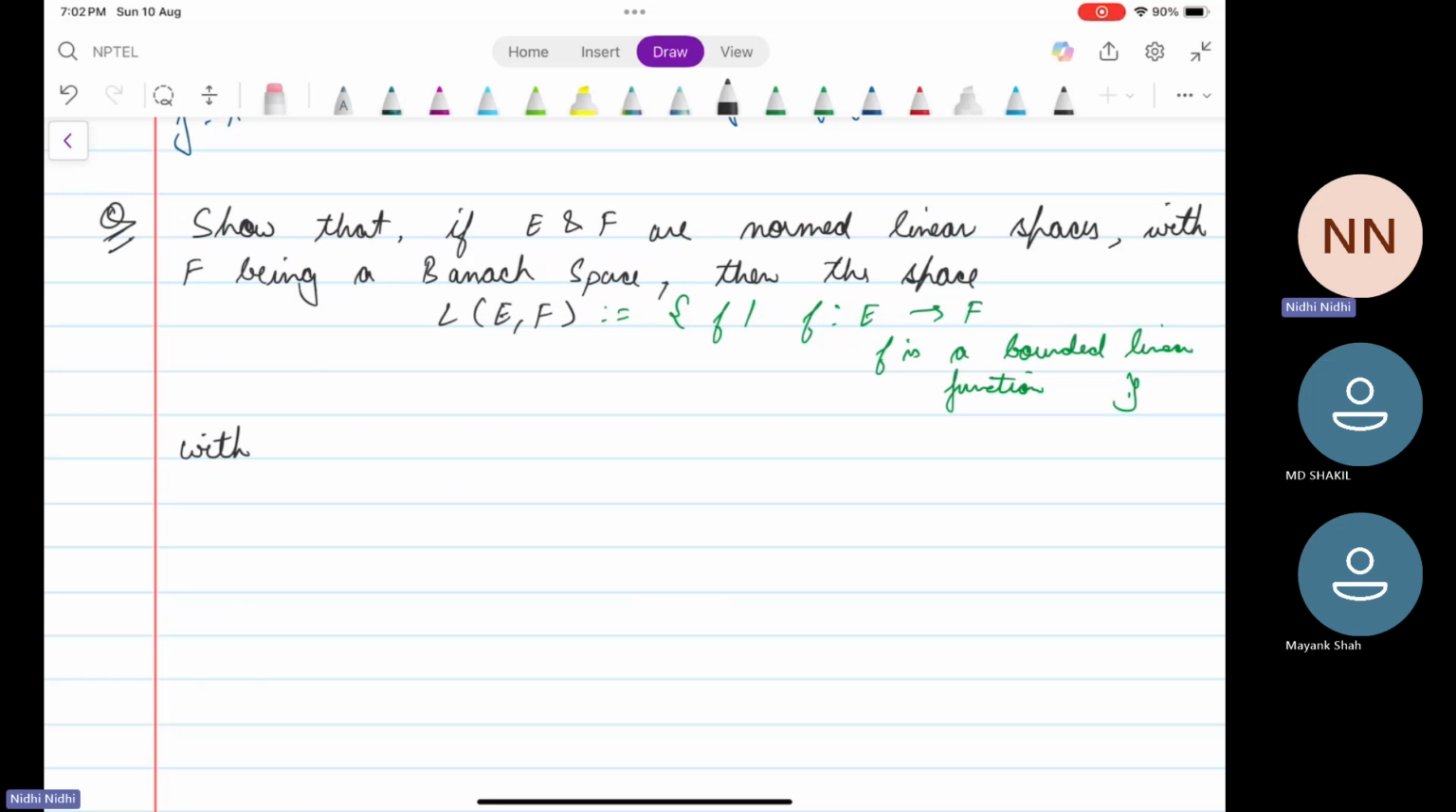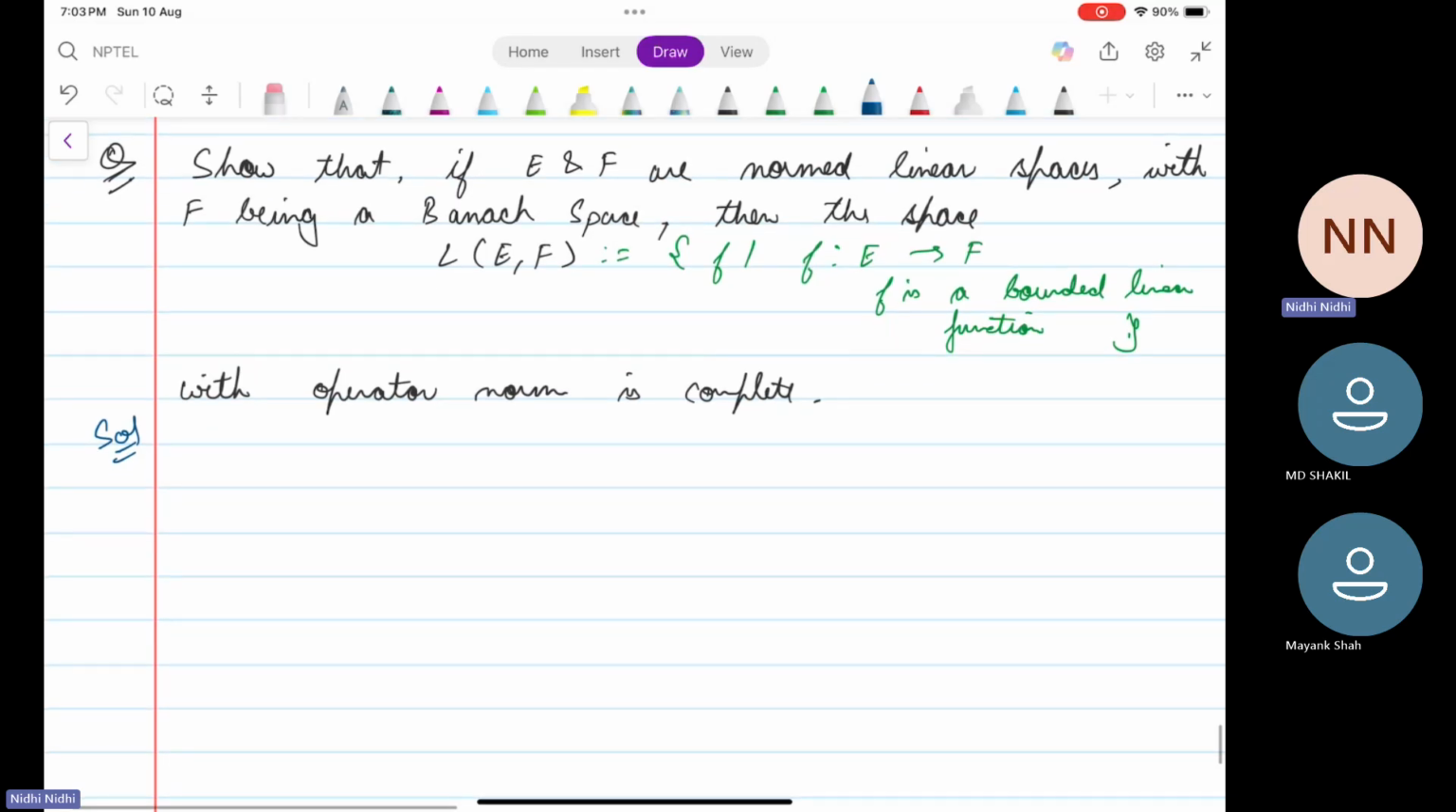The operator norm is complete. By complete, we mean that every Cauchy sequence is convergent. We will show that if F is a Banach space, so a Banach space is basically a complete normed linear space, in that case L(E, F), the space of all bounded linear functions defined from E to F, is also complete.